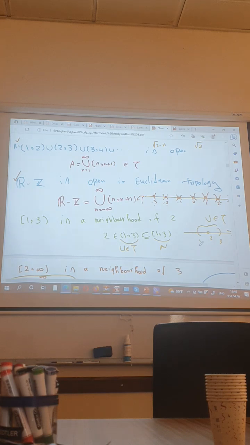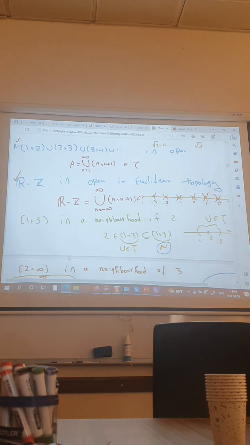You can see that this 2 is an element of this open set, and this open set is a subset of our set. So this is a neighborhood of 2, okay?